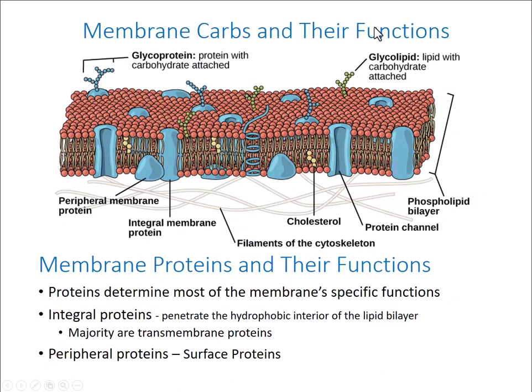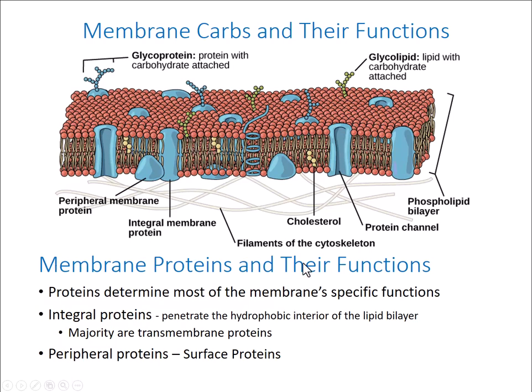So carbs and their functions, that's what the glyco means. Glyco means carbohydrate. And those cell-to-cell recognition proteins can be bound to proteins. That's where you get a carbohydrate bound to a protein. Or it can be glycolipids, where it's a carbohydrate bound to a lipid. And so here you can see a glycolipid bound directly to a phospholipid tail there.